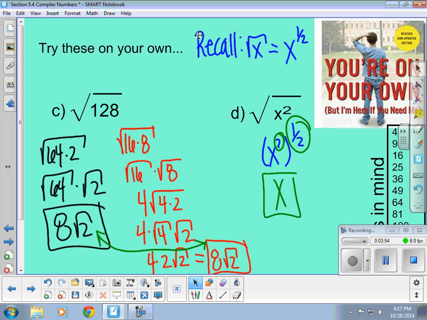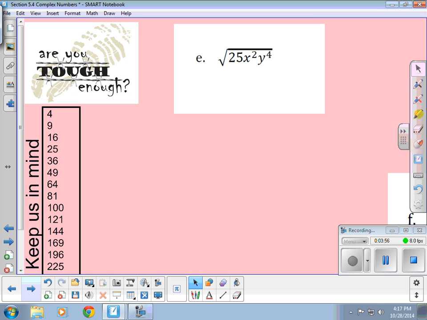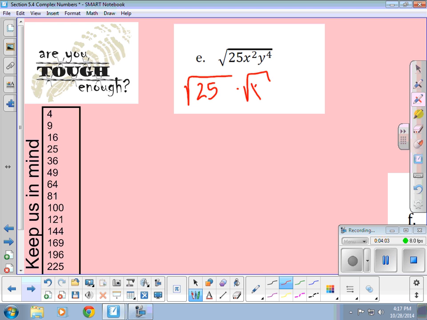If I go ahead and move on, part E, go ahead and break that into parts. So I would have the square root of 25 times the square root of x squared times the square root of y to the 4th. Well, I know the square root of 25 is 5, and the square root of x squared is x. Now, this y to the 4th, same thing.